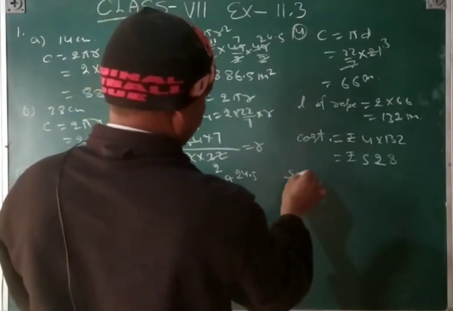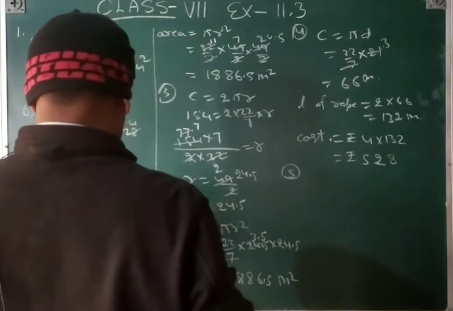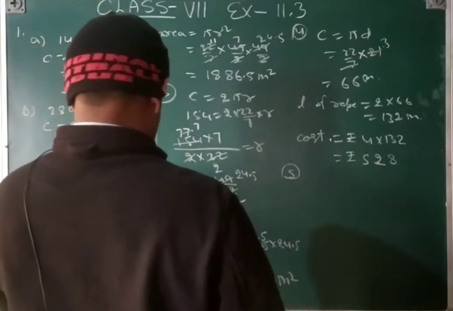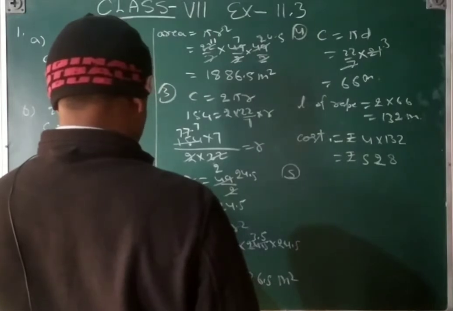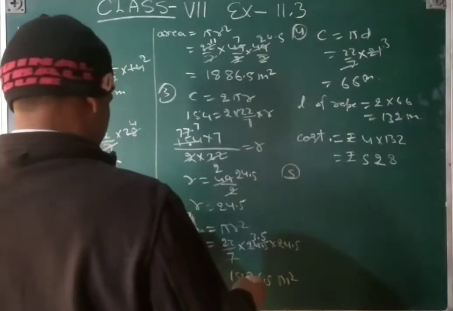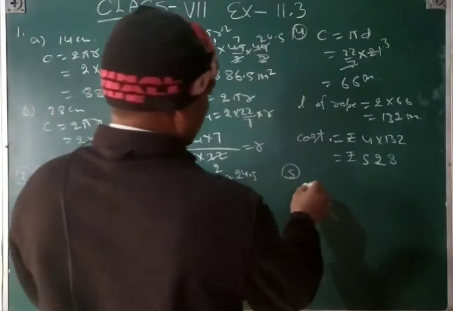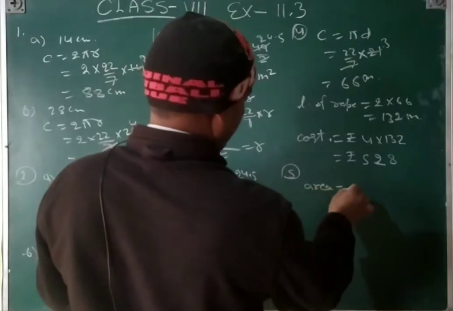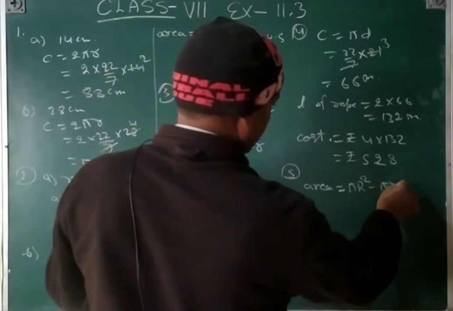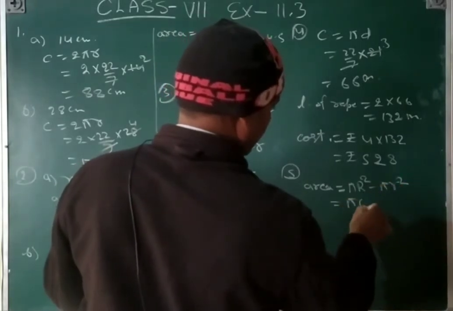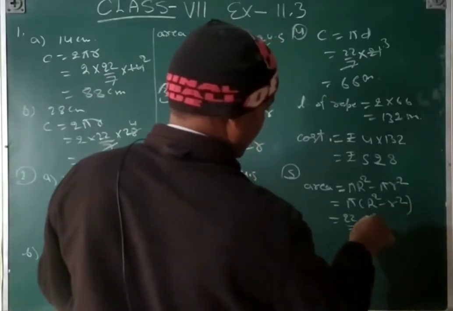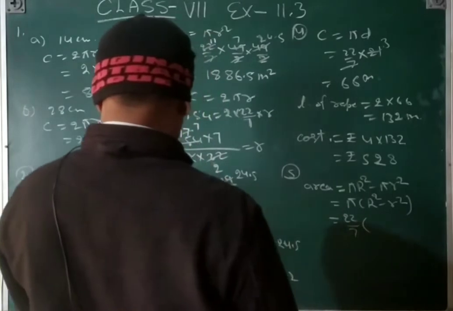Fifth question. From a circular sheet of radius 4 centimeter, a circle of radius 3 centimeter is removed. Find the area of the remaining part. So area of the remaining part is equal to pi r square minus pi r square. So pi is common. So r square minus r square. The pi value is 22 upon 7, and then the r value, the greater r, is 4.